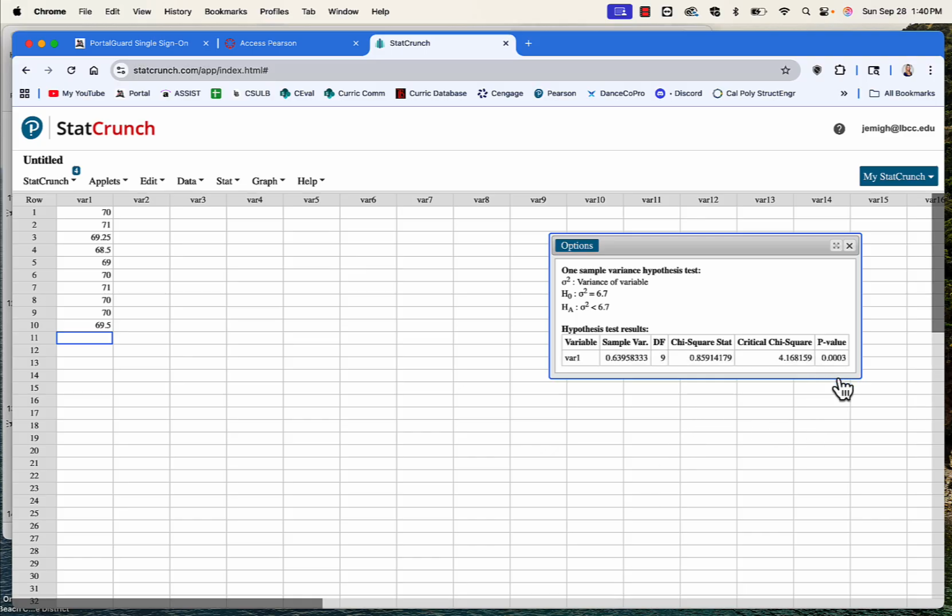P-value is 0.0003. This right here would be the critical value, 4.168159, and here we have the test stat, 0.859. All right, let's put that in our notes.